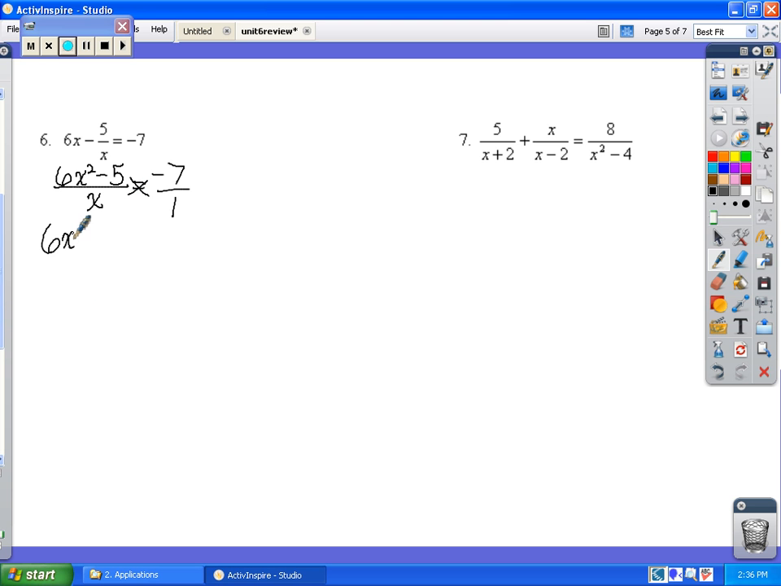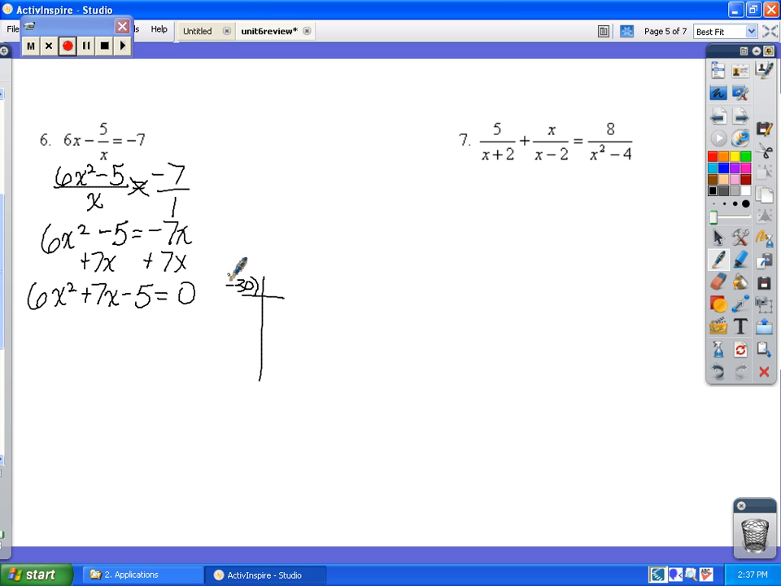That's going to give me 6x squared minus 5 equals negative 7x. Get negative 7x over to the other side, and you have 6x squared plus 7x minus 5 equals 0. So I'm looking for two numbers that when I multiply, I get negative 30, and when I add, I get 7. Those two numbers are positive 10 and negative 3. When I add those, I get 7. When I multiply, I get negative 30.